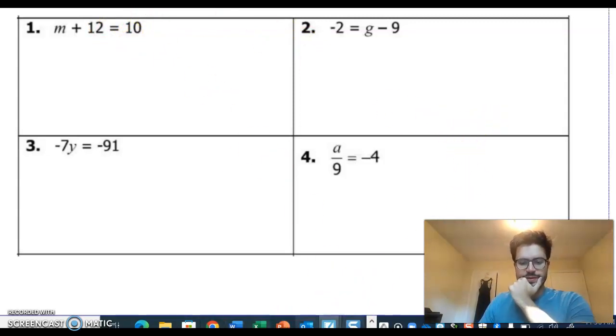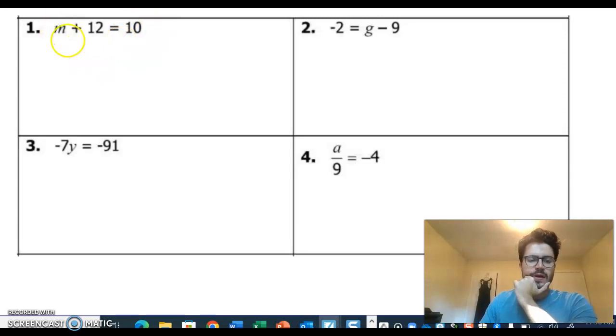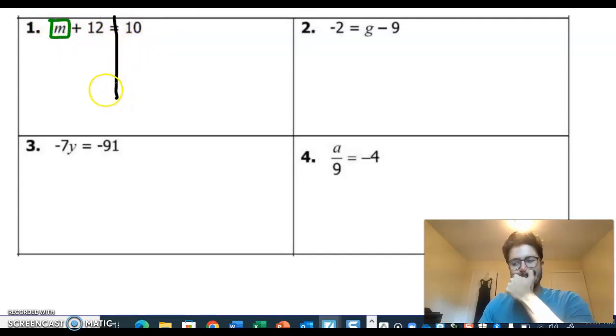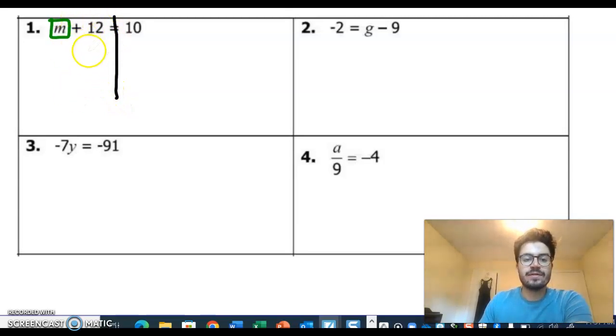Where's my face? Where did I go? Okay. Let's say I want to solve for m here. I want to know what is the value of m. So I need to get it all by itself. Why is it not by itself right now? Well, I have plus 12. In order to get rid of this plus 12, I'm going to subtract it. I'm adding, so I undo it.